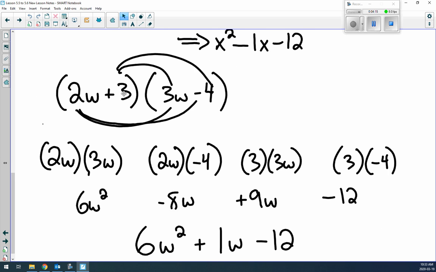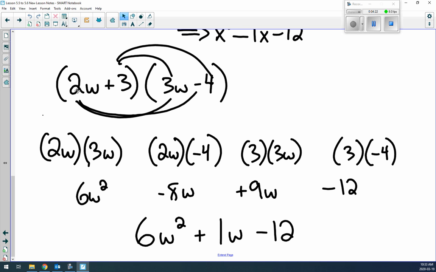Third example here. 2w plus 3 and 3w minus 4. So again, first, outside, inside, last. First, 2w times 3w gives you your 6w squared. Outside, 2w times negative 4, negative 8w. Inside, 3 times 3w, positive 9w. And last, positive 3 times negative 4, negative 12. Again, you're going to collect like terms in the center, so the negative 8w and the 9w gives us 1w. So you end up with a nice trinomial. Okay, fourth page.